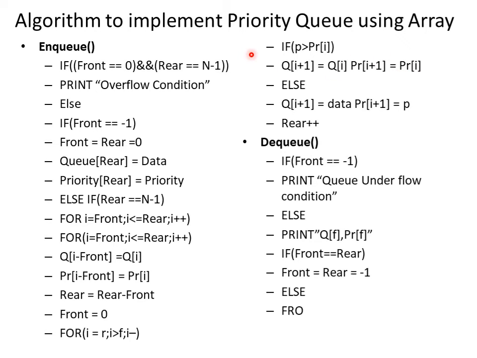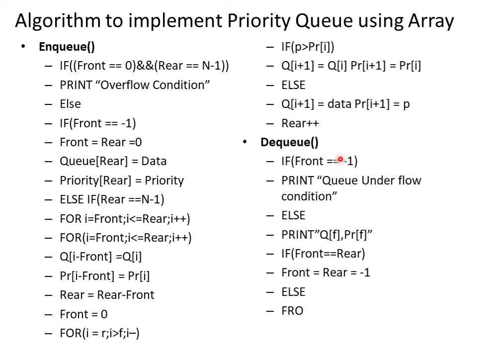If this condition is false, what happens? It will move to q of i plus 1 equals data, priority of i plus 1 equals p. Then increment the rear. That means I am inserting the elements.